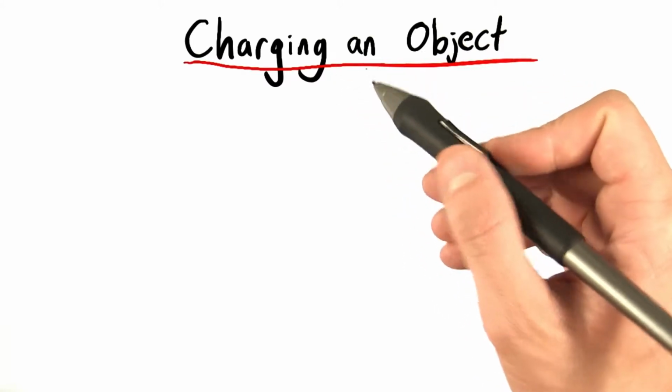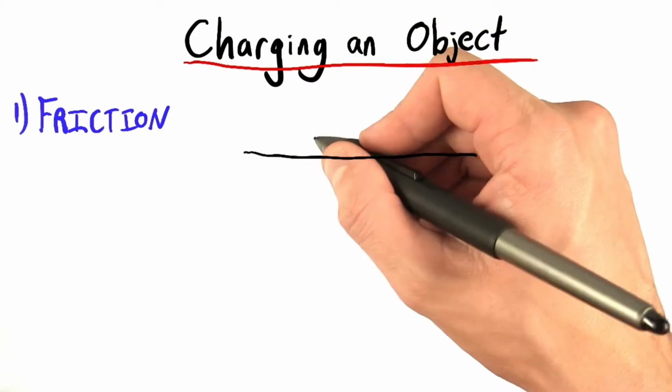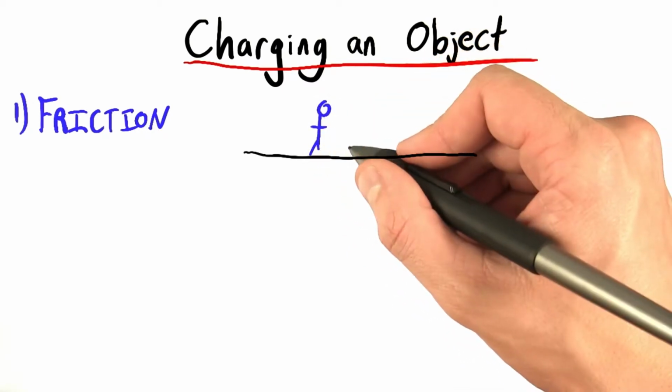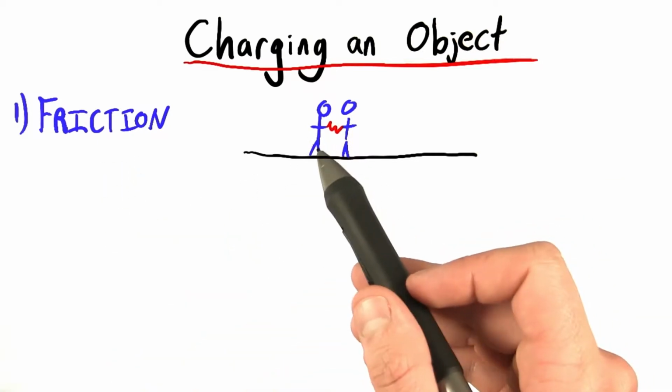So, how do we charge an object? Well, there's actually several ways. One way is we can charge by friction. And if you've ever rubbed your feet on the carpet and then touched your friend who was standing nearby and given them a shock, you have charged yourself by friction.